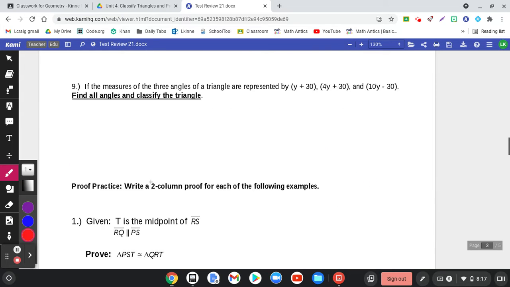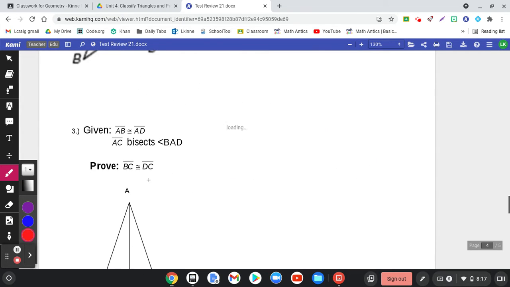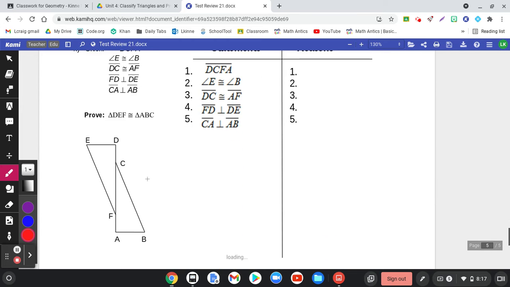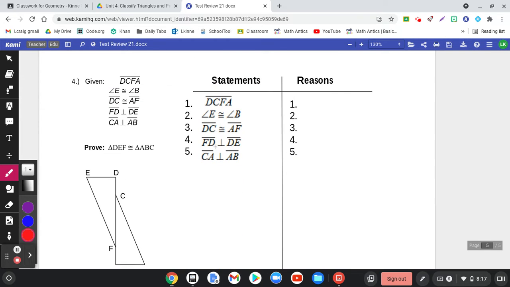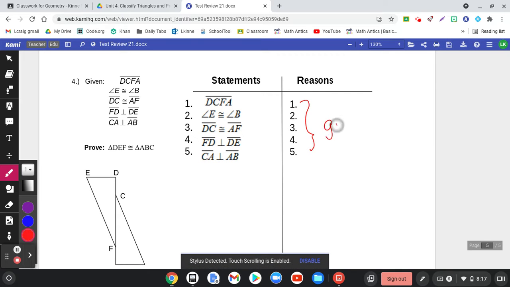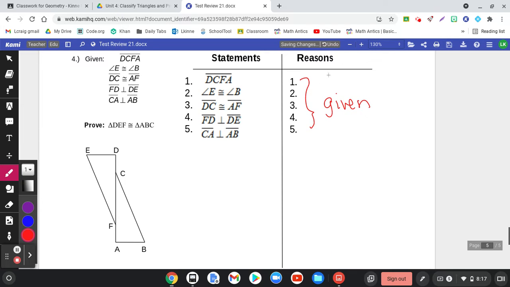So I just wanted to look at the last proof with you. You're welcome for putting the statements in for your givens. All right, so the reason for all of those is given. All right, so let's see what we have. It's important to mark your picture on the quiz. I noticed some of you weren't doing that and then couldn't figure out how to prove the triangles were congruent. So make sure you're marking up your picture.